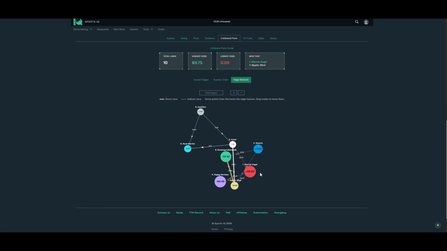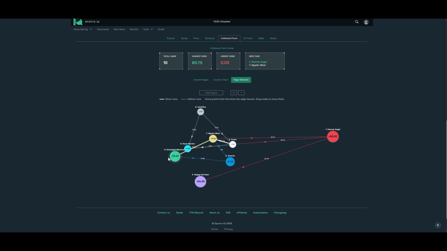Several lines are in his colour and there's not a small edge either. Those are some of the biggest numbers anywhere on the graph. What I like is Eternal Angel isn't relying on one lucky connection, multiple routes through the network all keep ending in the same horse. Now look at Dancing with Diamonds.